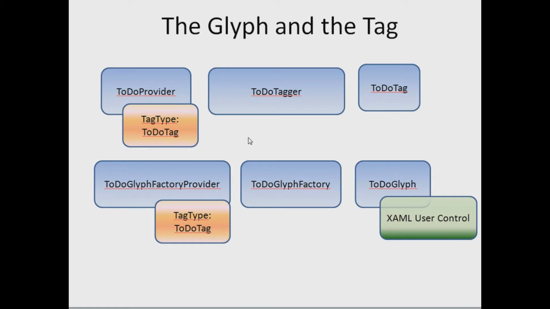Then the glyph factory provider, which also has the same tag type on it, gets you a to-do glyph factory, which will get you the to-do glyph, which is actually just a XAML user control. So these two chains are connected together at the top by the fact that the glyph margin built into Visual Studio looks for glyph factory providers and looks for tagger providers that will connect certain spans of text as qualifying for a particular glyph. So let's show you all of this in code, and you can see how it comes together.